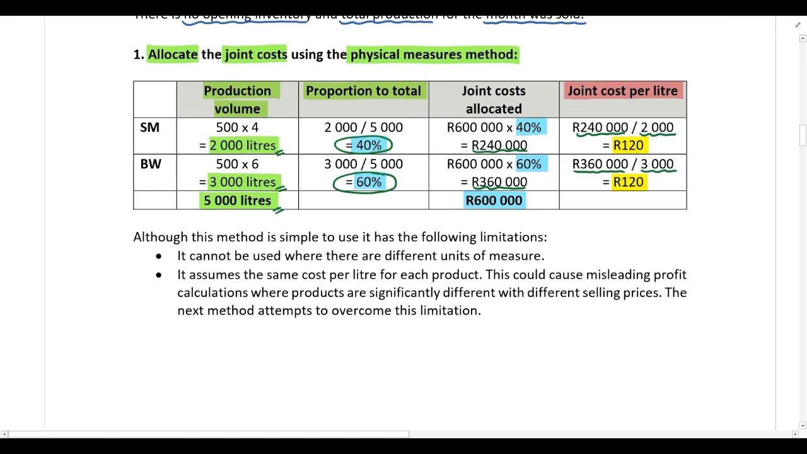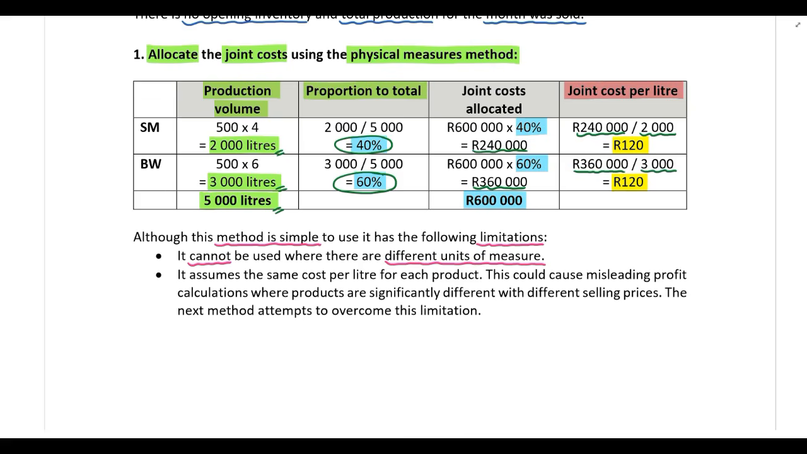You saw when we just looked at the calculation now, this method is very simple to use. However, it does have a few limitations. First, it can't be used where there are different units of measure. So for example, you can't work with units like kilograms, meters, liters, etc.